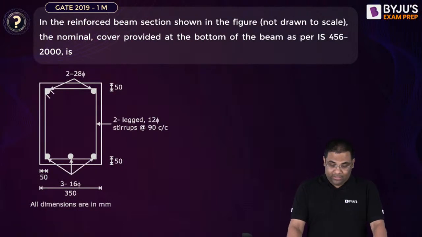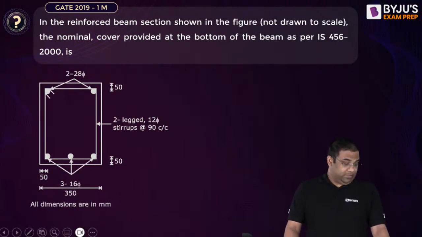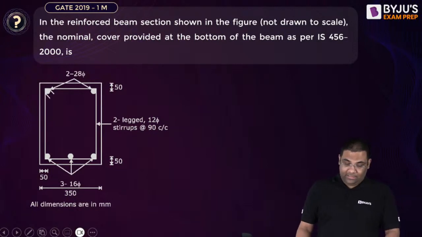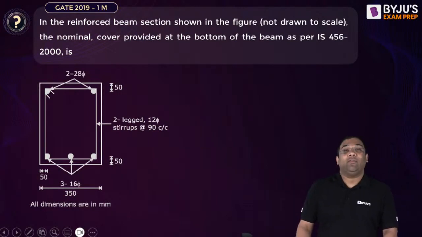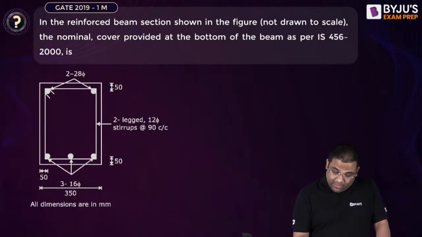Okay. So you can see it's an RCC beam section. And what is asked? To find out the nominal cover. How to find out the nominal cover? You see, what is the nominal cover? I'll give you some idea you might be knowing already.